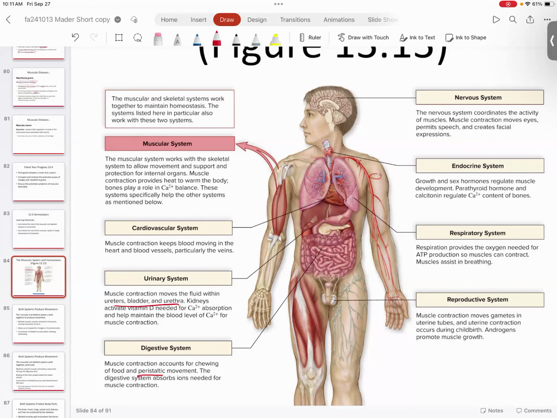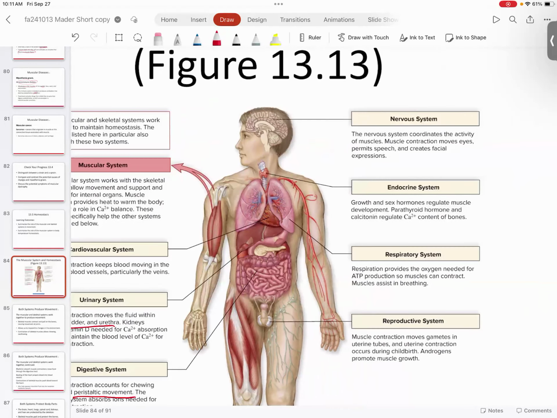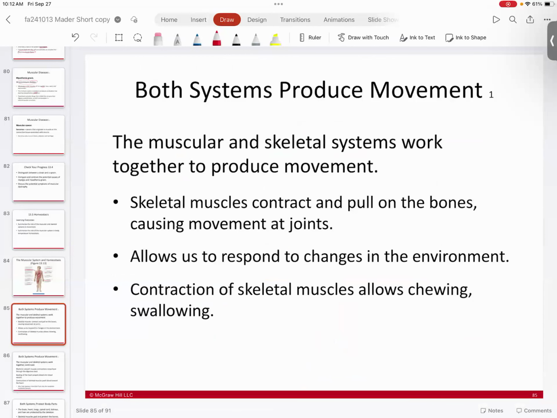In your digestive system, peristaltic movement of muscles moves the food through your intestines. In your nervous system, muscle contraction will move your eyes, allow for speech, and create facial expression, so your senses are partly driven by your muscles. Your endocrine system will regulate muscle development. In your respiratory system, the diaphragm causes your ability to inhale. And in your reproductive system, muscular contractions move the gametes through the reproductive tract. So we can see how musculature touches just about every place in the body.